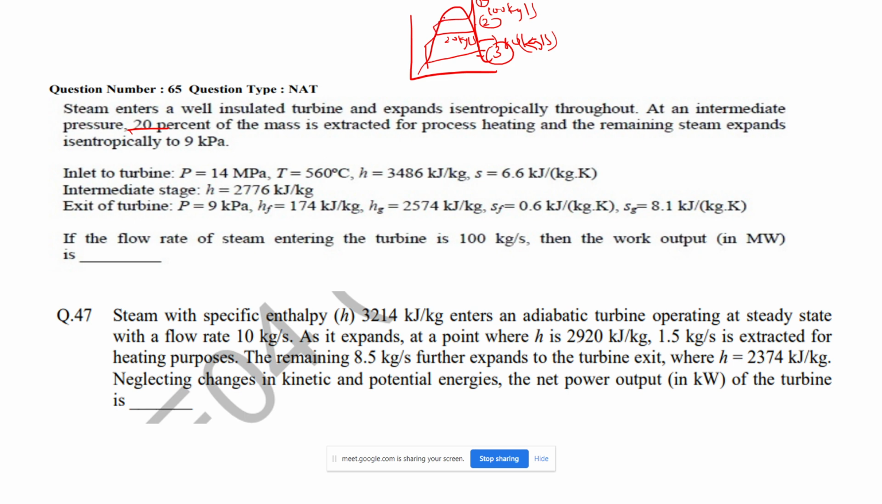126.24 megawatt. Yeah, it is nearer to that. Have you decreased that pump work also?